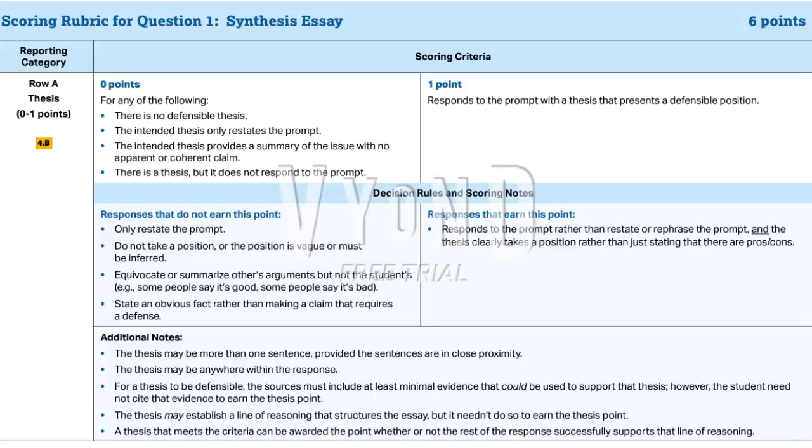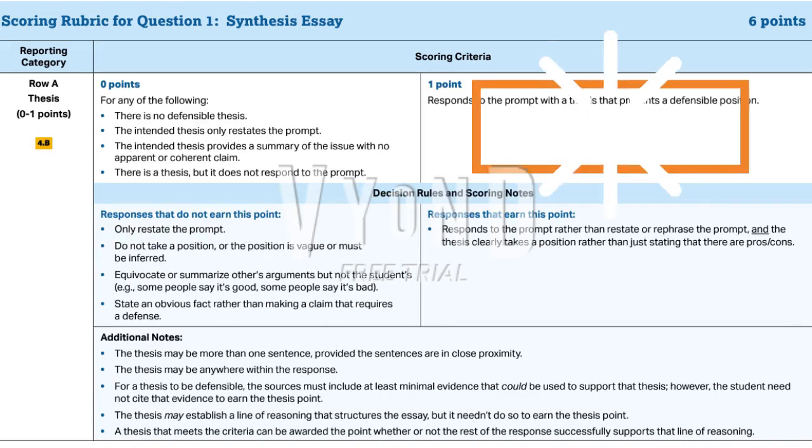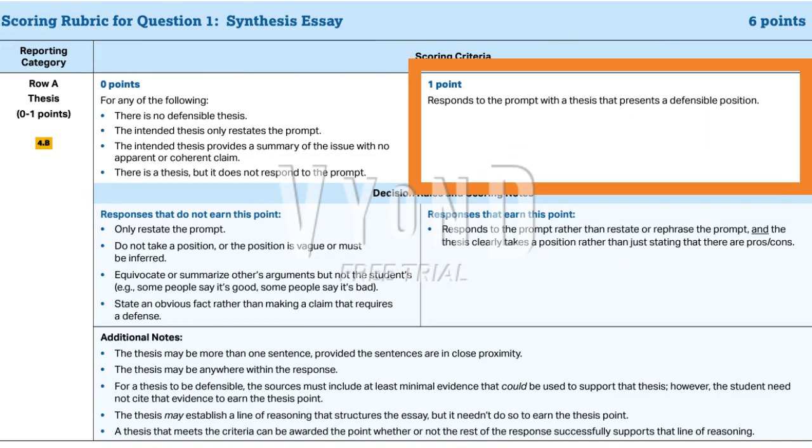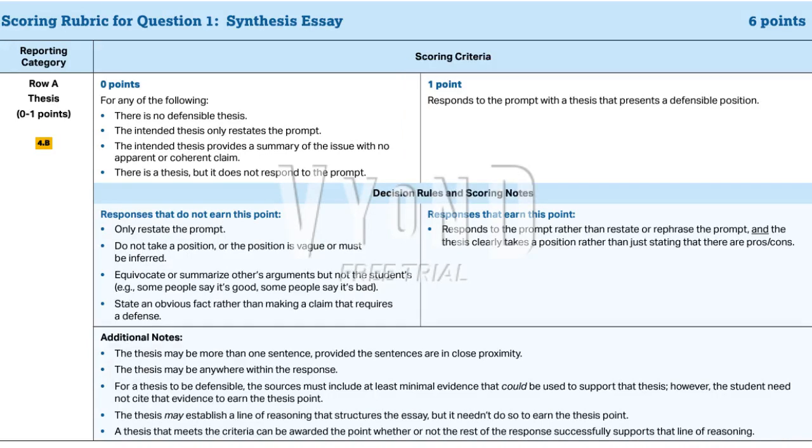The thesis point is usually the easiest to obtain. Students earn it by responding to the prompt with a thesis that presents a defensible position. This could include their take on anything from the value of vertical farming to including STEM programs in schools. While it may seem simple, the thesis point can be tricky.